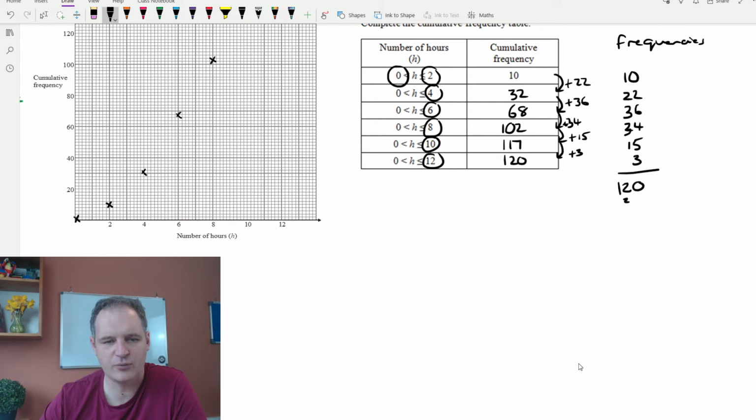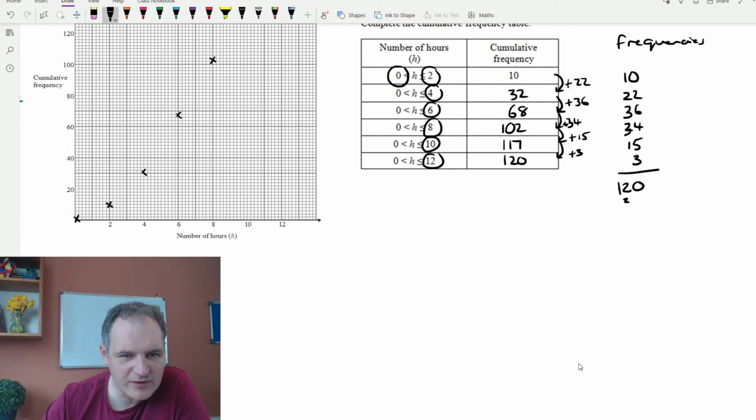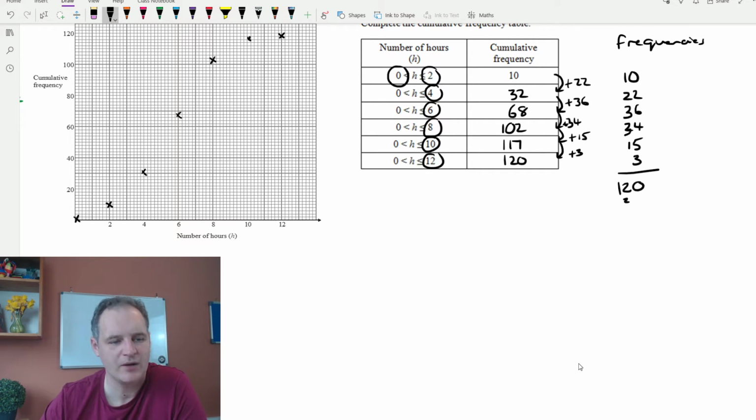And 10 is 117. Difficult to see from here, but I think it's about there. And 12 is 120. Smooth curve.